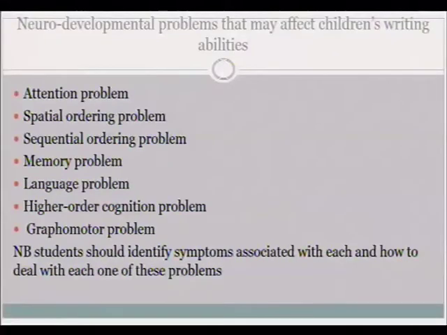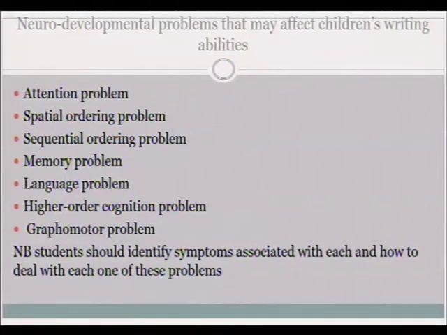Then we have abilities. Neuro-developmental abilities are problems that may affect children's writing. Whenever the children have problems in writing, we need to identify the type of problem that they have so that we can map out the appropriate solution to it. These are the common problems that children may have.